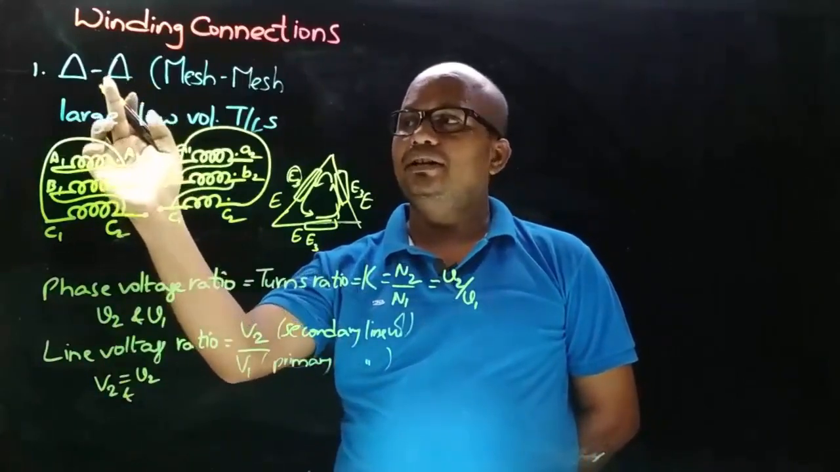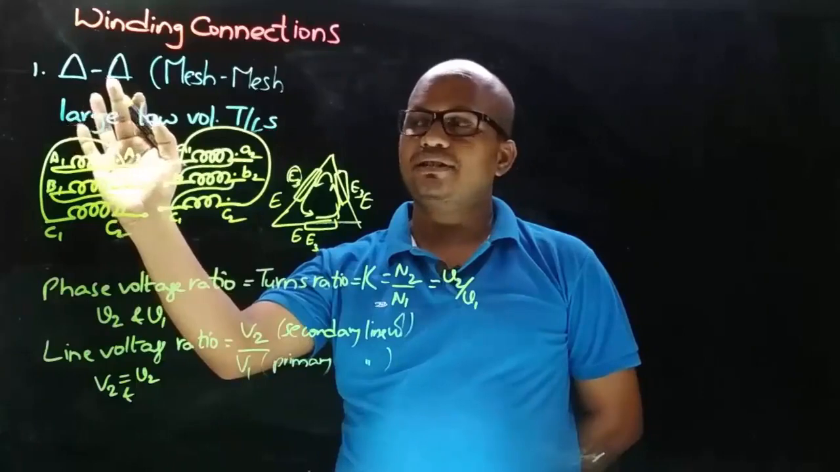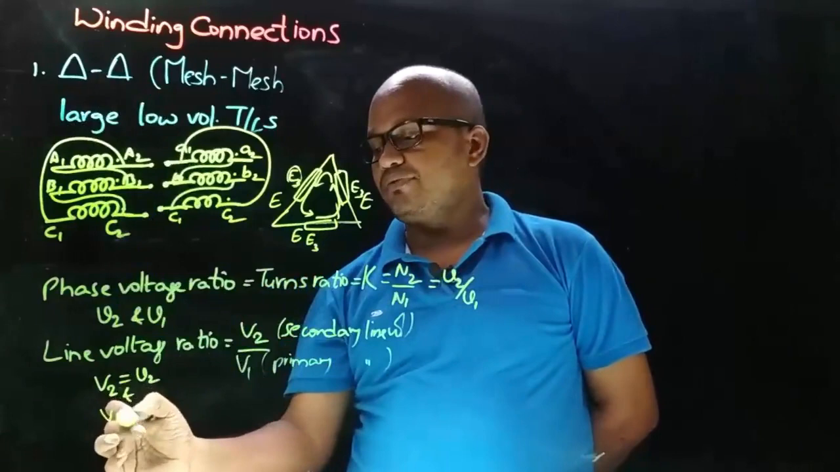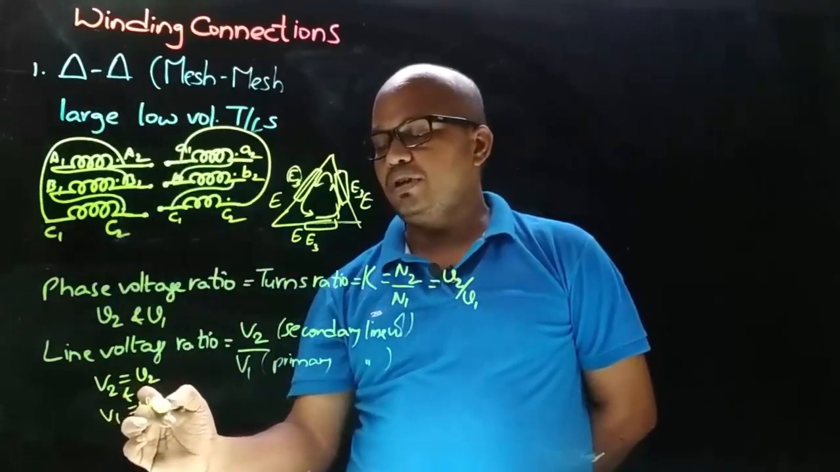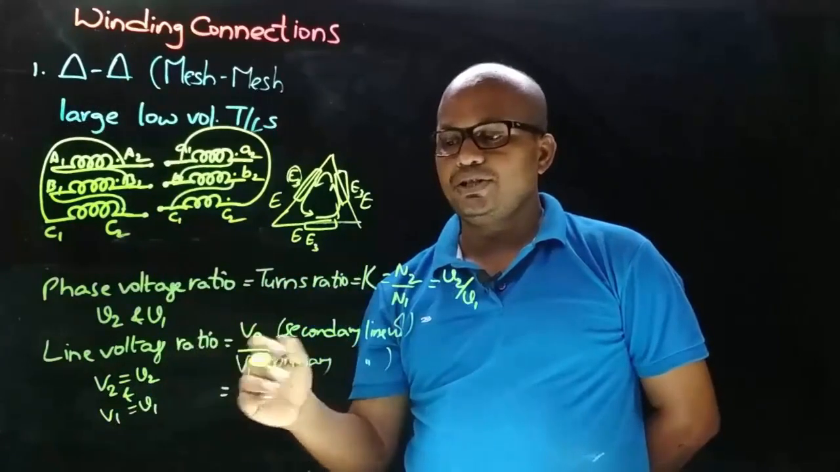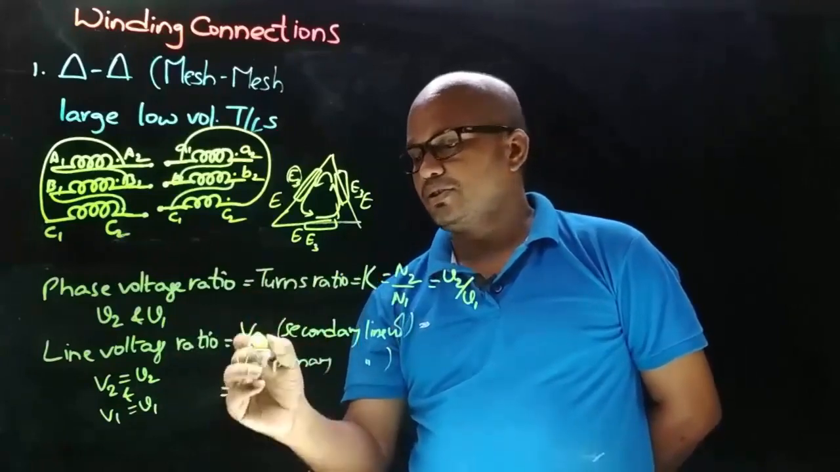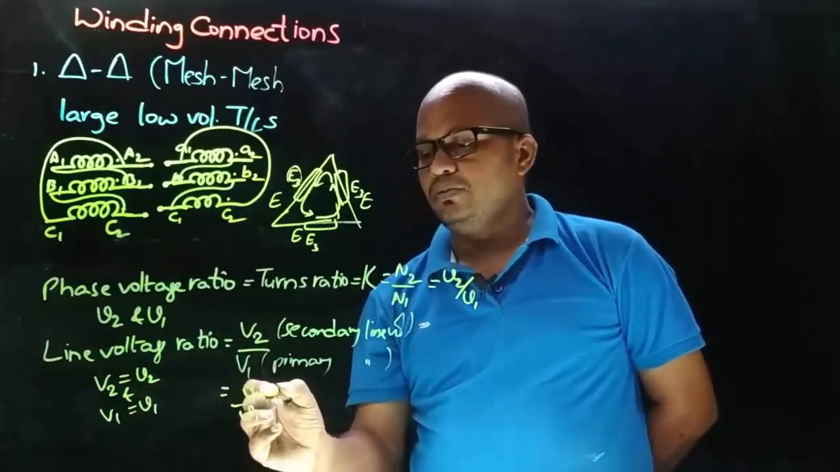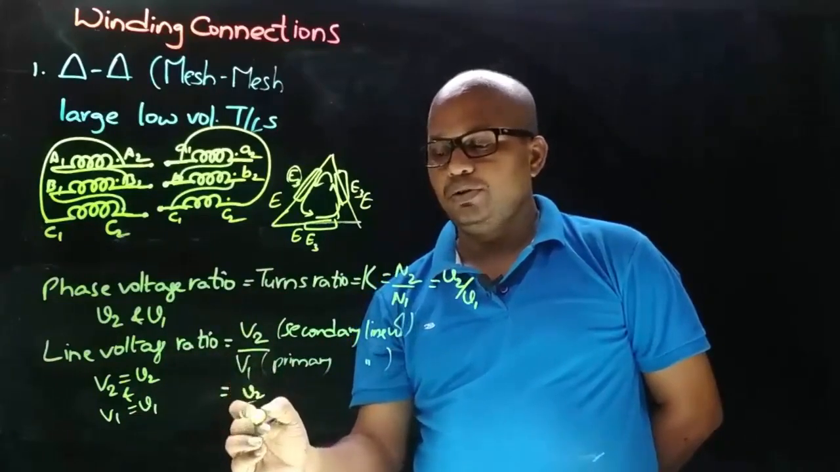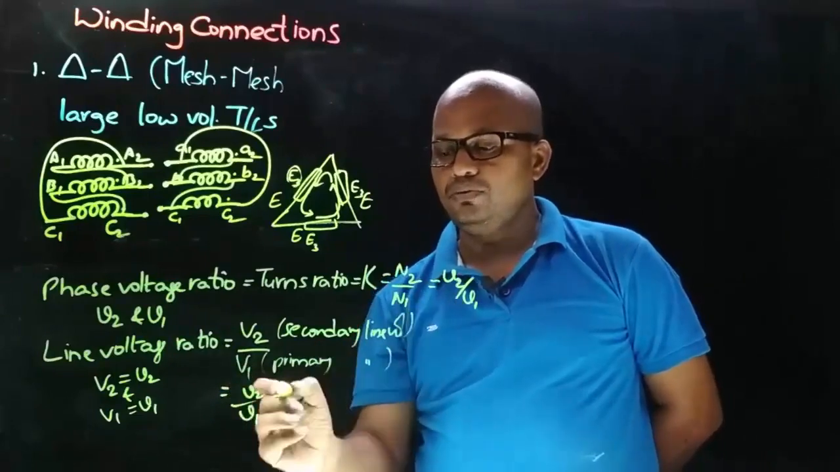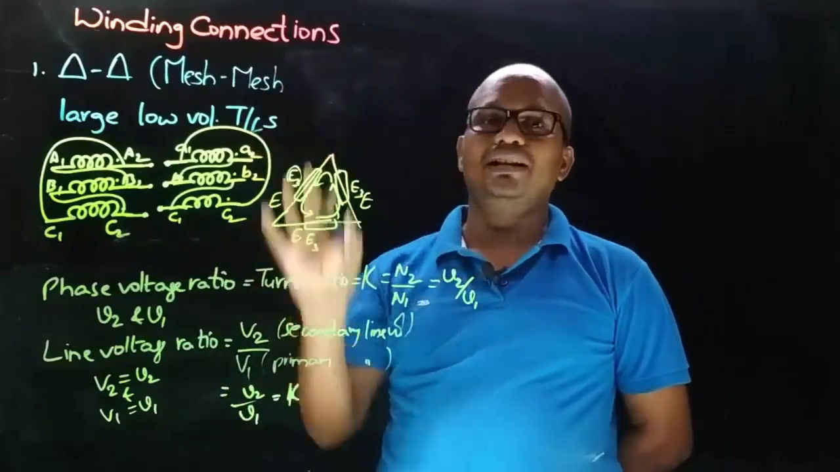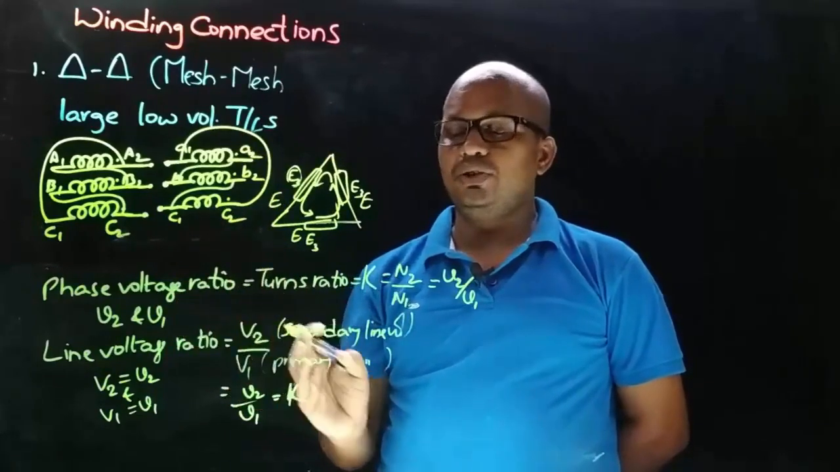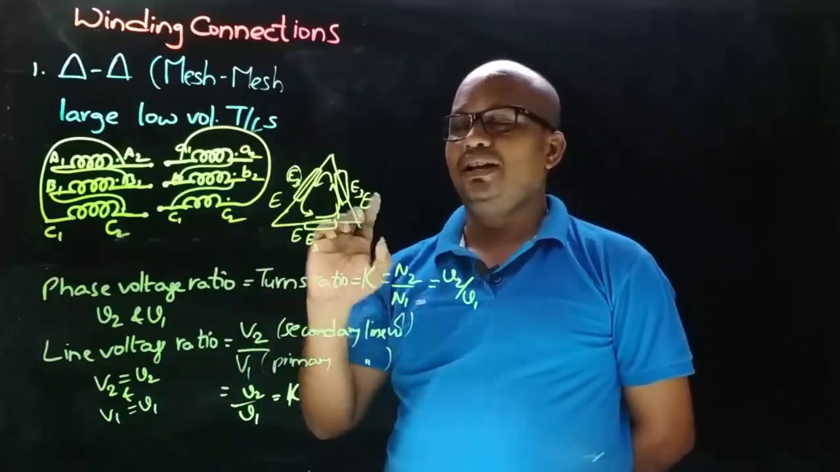Similarly on the primary side the connection is delta, so the line voltage is equal to phase voltage. On the primary side we took line voltage as V1 and phase voltage as small v1. So placing the phase voltages in place of line voltages, V2 is equal to small v2 and capital V1 is equal to small v1. So line voltage ratio is equal to small v2 by small v1, which is equal to K. So in case of delta-delta connection, both phase voltage ratio and line voltage ratio are equal to K. So this is about delta-delta connection.